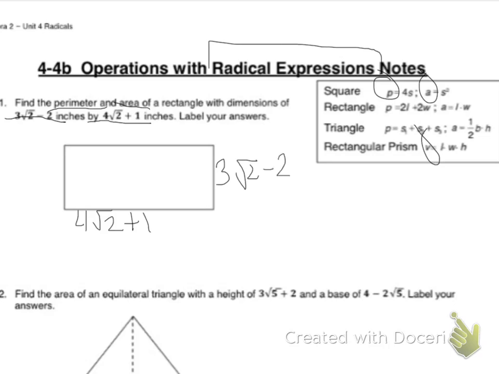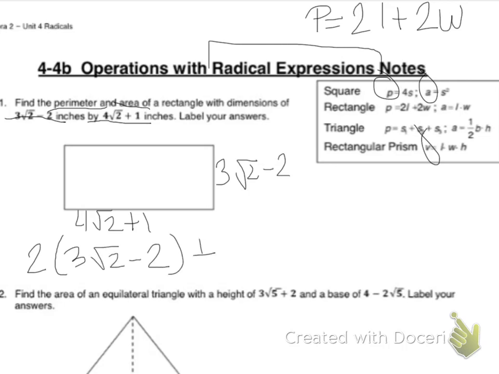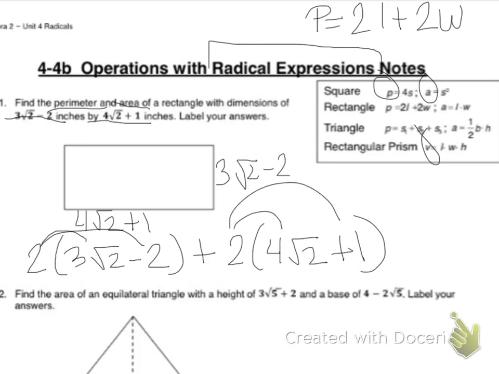And we're going to find perimeter first, which is 2L plus 2W. Let's plug in our numbers and you get 2 times 3 square root of 2 minus 2 plus 2 times 4 square root of 2 plus 1. And from here you're going to distribute the 2. Let's do that. I ran out of room, so I'm going to rewrite this.